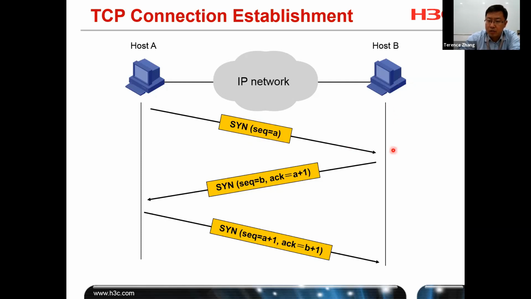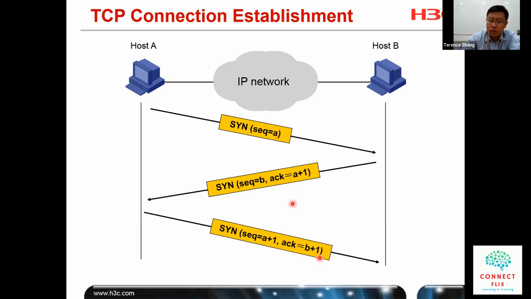And then host B receives it and also sends a SYN TCP segment with its own sequence. My sequence is B, and I confirm your sequence, so ACK is A plus 1. Then host A confirms again: my sequence is A plus 1, right? And I acknowledge, I confirm your sequence B plus 1. So we can see after the 3 handshake, they build a connection.